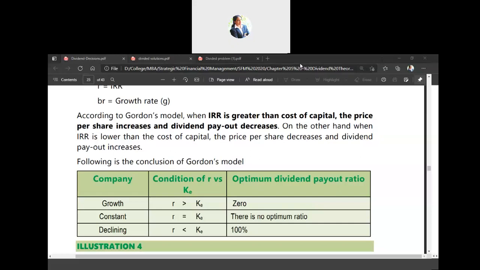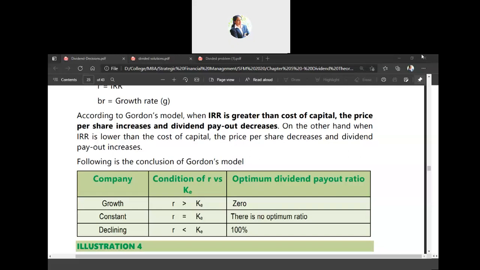Okay, welcome back to this session of strategic financial management. We were speaking about how, on the basis of the retention ratio and the cost of capital, we are dividing the companies into growth firm, constant firm, and declining firm. Now, for any growth firm, which is identified by seeing the R and KE, the return shall always be more than KE or cost of capital.